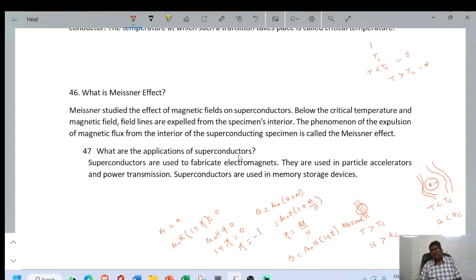What are the applications of superconductors? Superconductors are used to fabricate electromagnets. They are used in particle accelerators and power transmission. Superconductors are used in memory storage devices.